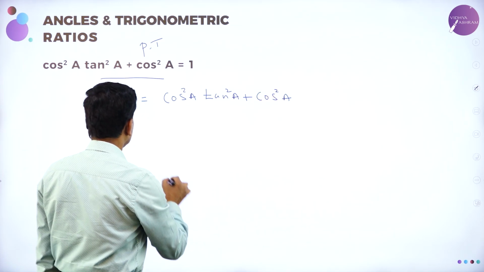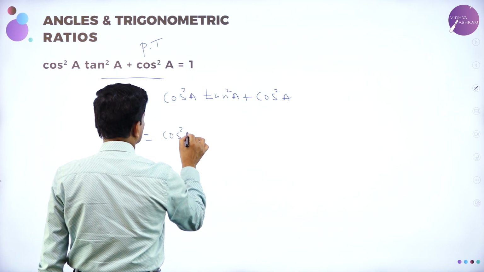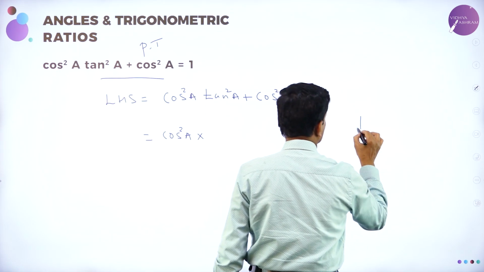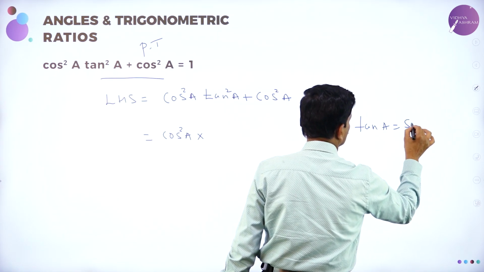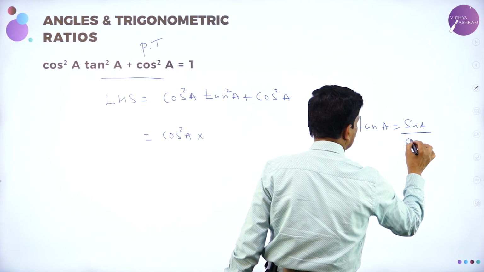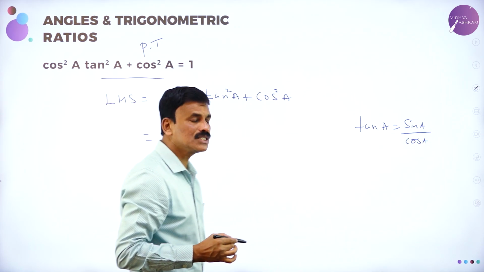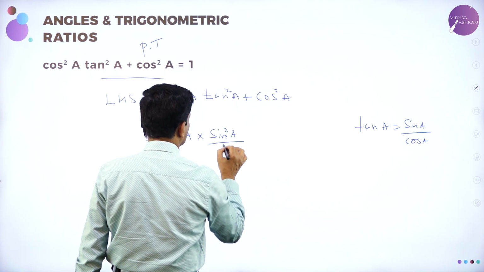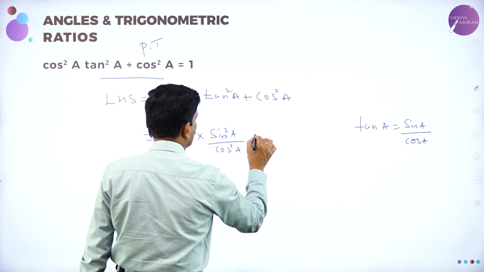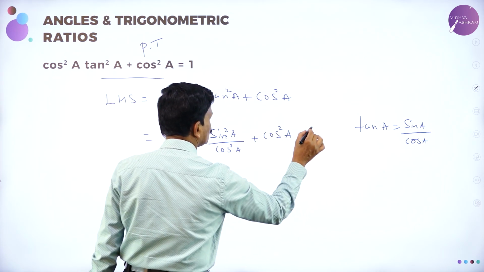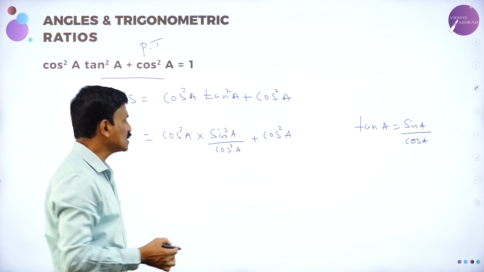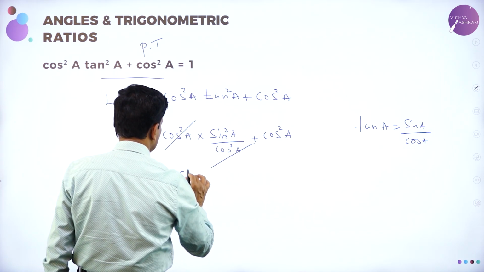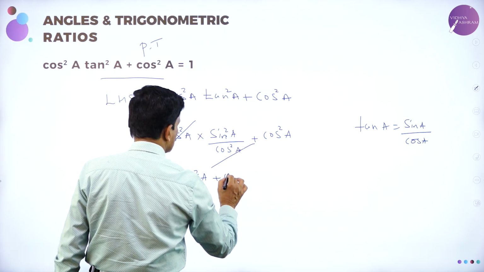Right. Now this can be written as cos square A into, what is tan A? You know the quotient relation. Tan A is equal to sin A divided by cos A. So tan square can be written as sin square A divided by cos square A, plus this cos square A as it is, don't change. Now cancel the terms which get cancelled. Cos square A gets cancelled. What is left in the numerator is sin square A plus cos square A.